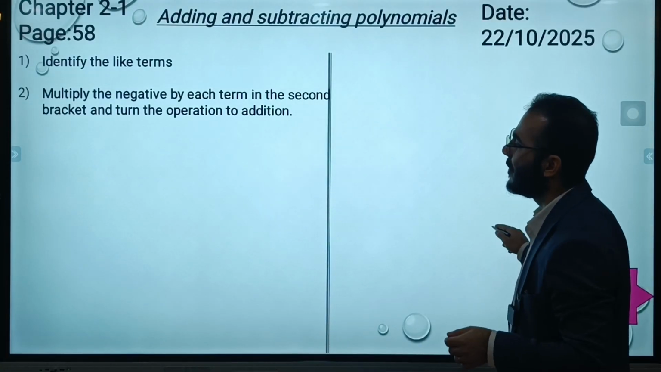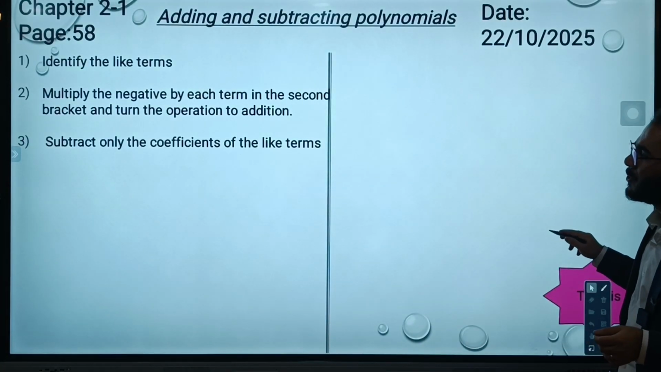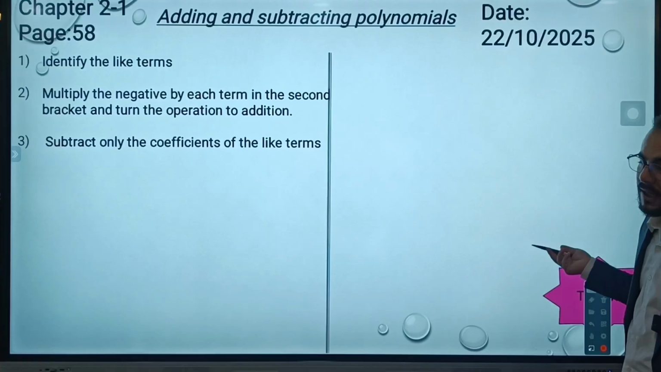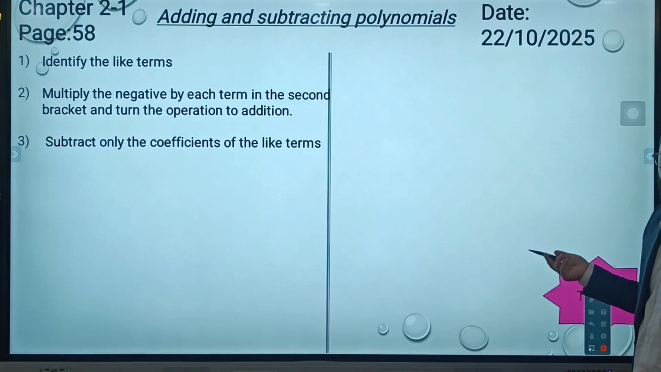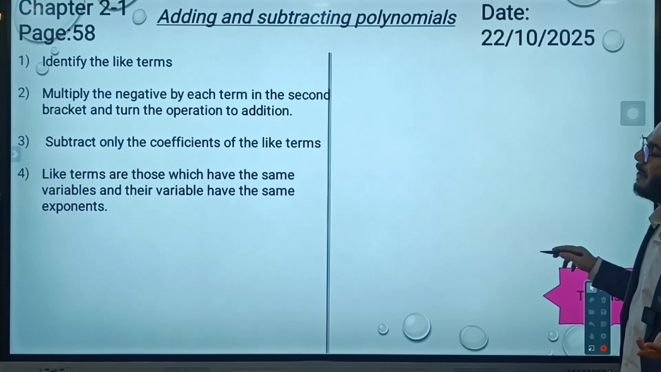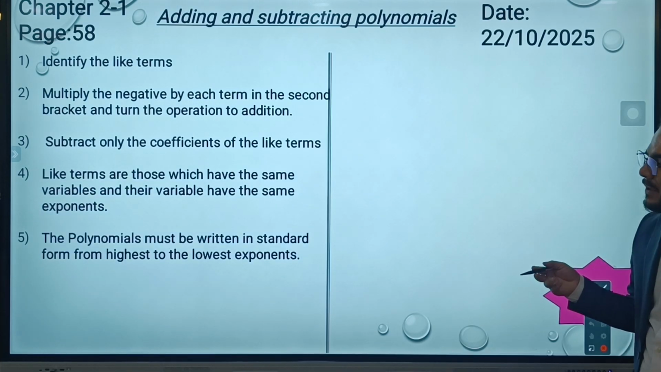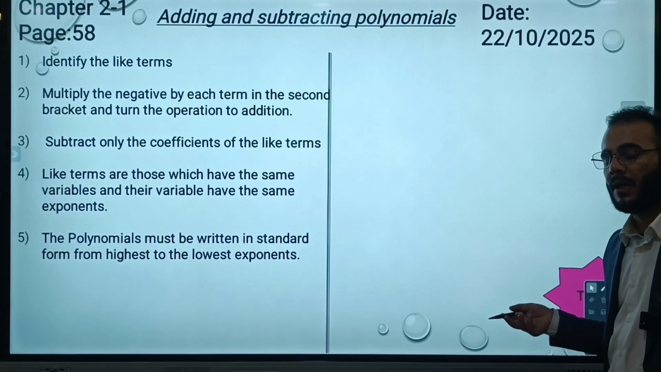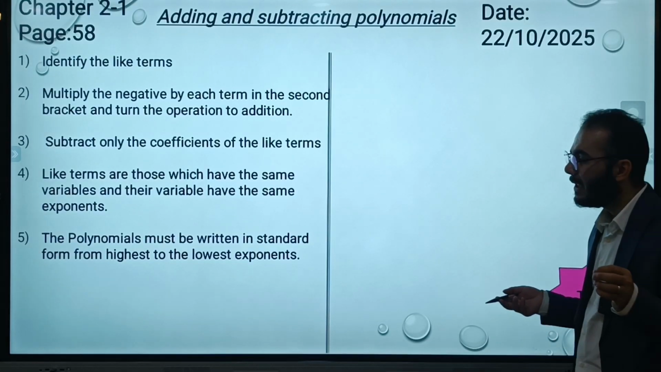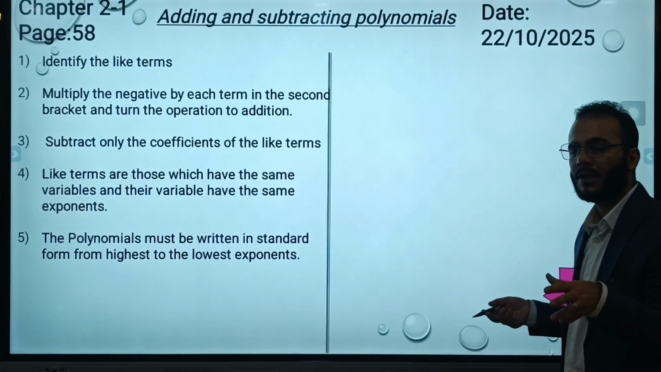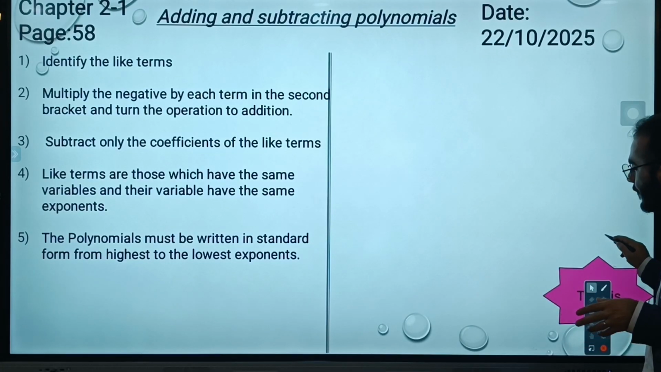Okay. The next note is subtract only the coefficient of the like terms, as we already have for addition. Add only the coefficient. So here subtract only the coefficient. And then the definition of like terms are those which have the same variable and this variable has the same exponent. And then finally, just like addition, we need to write the result in standard form from the highest exponent to the lowest exponent. Perfect.